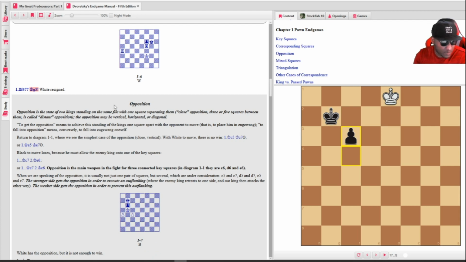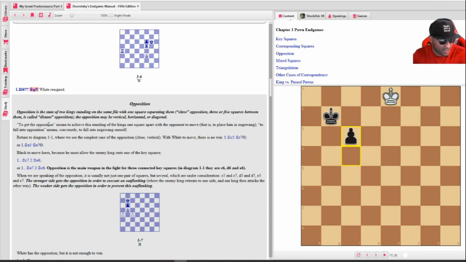All right, here we go. Next one. Opposition. Opposition is a state of two kings standing on the same file with one square separating them. Close opposition is one square. Distant opposition is 3 or 5 squares between them. Yeah, that makes sense. The opposition may be vertical, horizontal, or diagonal. Okay. Yeah, I already knew that.